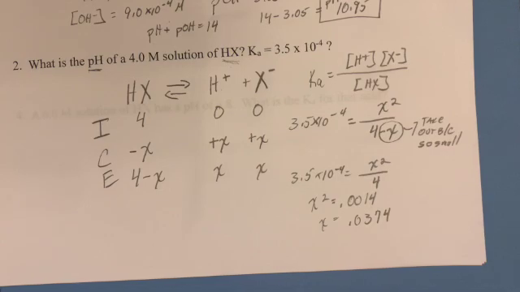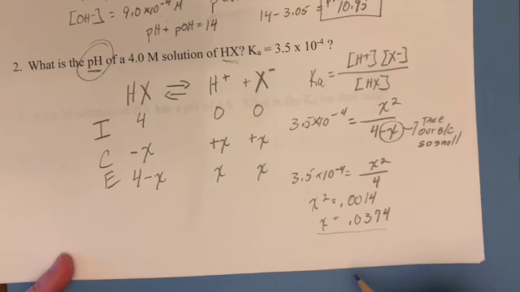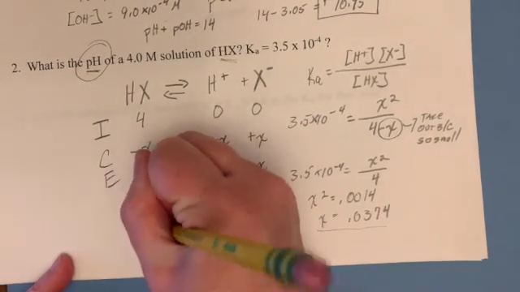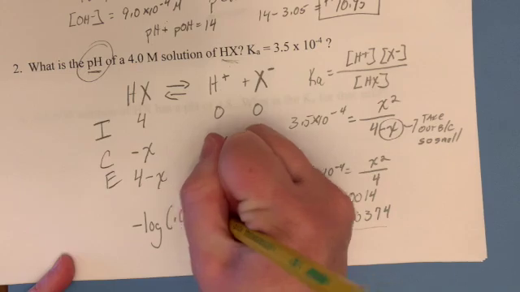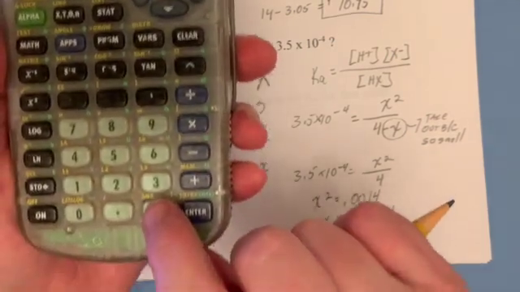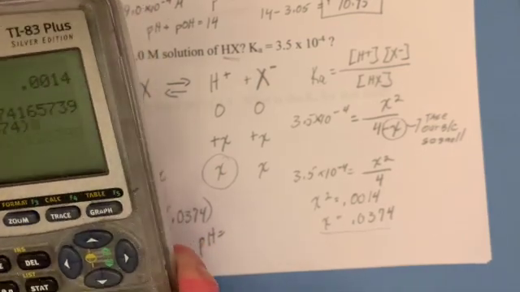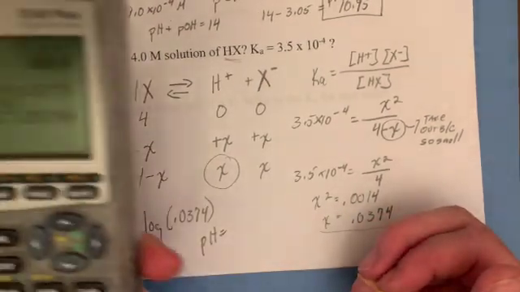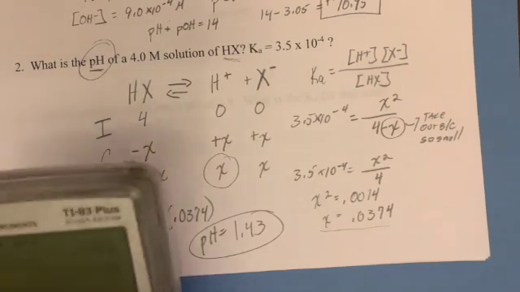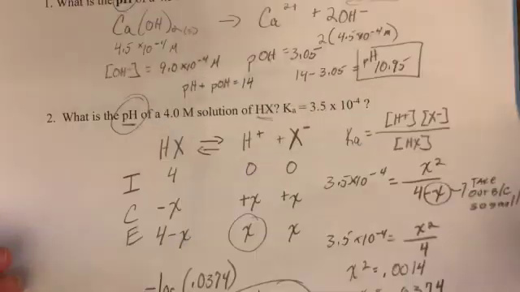You've done a whole lot of work here, but you do have to be careful because you actually have not answered any question yet. The question was, what is the pH? Well, what does X tell you? X is 0.0374. X is the hydrogen ion concentration. So I'm going to take the negative log of 0.0374 to find my pH. Again, in my calculator, I'm going to hit the negative sign, and then log, and then 0.0374, and I get a pH of about 1.43. And that is my answer. So please make sure, especially on these longer ICE problems, that you have actually answered the question.